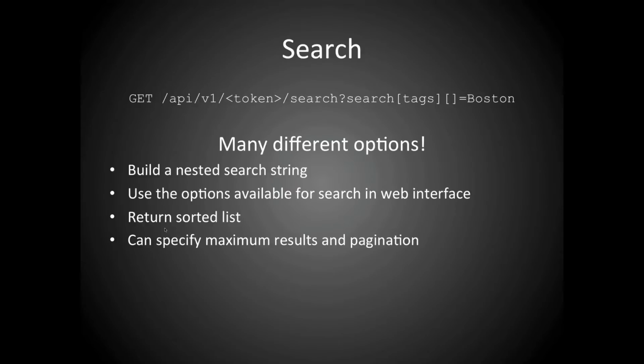But there's a ton of different options, and it basically builds a nested string of search information, and it will search that in order. And it's all of the options that are available for search in the web interface. We actually call them search or filter. So you could search on tags, you can search on date, you can search on some other metadata like bitrate and some other more obscure things. And it returns a sorted list. And you can specify what you want to sort on. And you can also specify the maximum results that return and the pagination. So, it might return 25 results before you have to go onward.